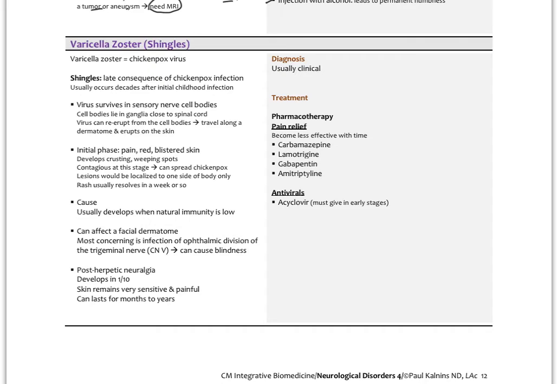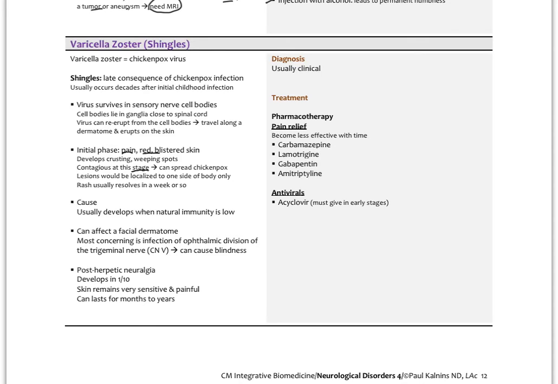They affect neurons. And so what happens is that you get a chickenpox infection early in life. The thought then is that the chickenpox virus lives dormantly in one of your sensory nerve ganglia, and then at some point later in life it erupts through that ganglia and it affects a specific dermatome on the skin. So the initial phase is the viral particles actually breaking out of the nerve. We get painful red blistered skin, and that usually crusts over after a couple of days. It's still very contagious at this stage, and a person can actually spread chickenpox at that time.